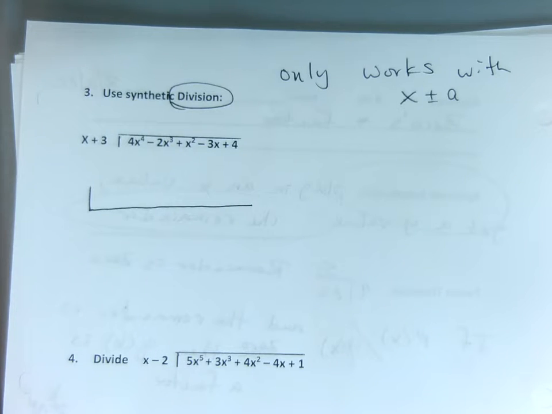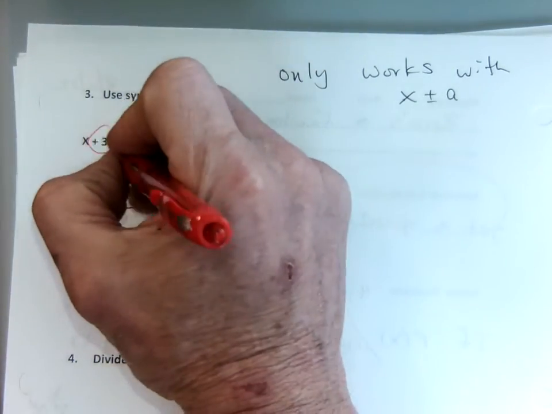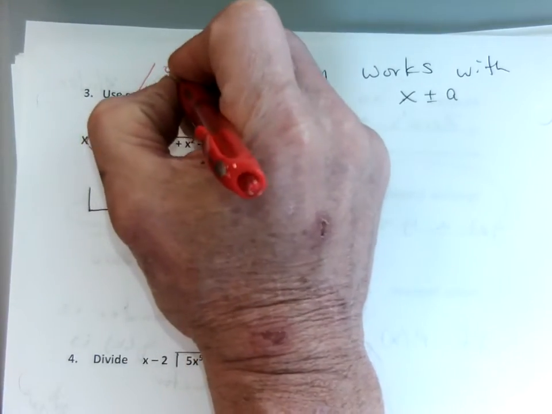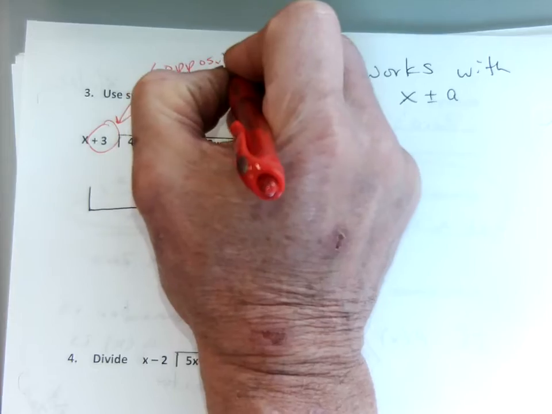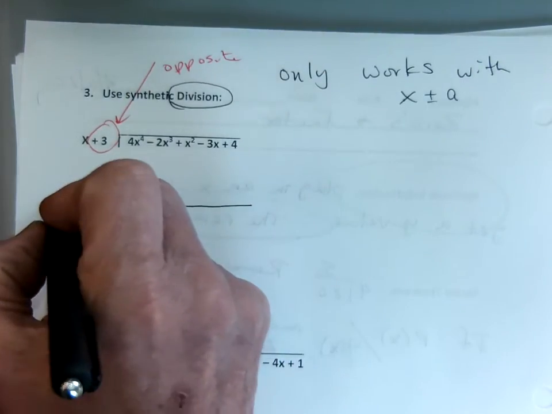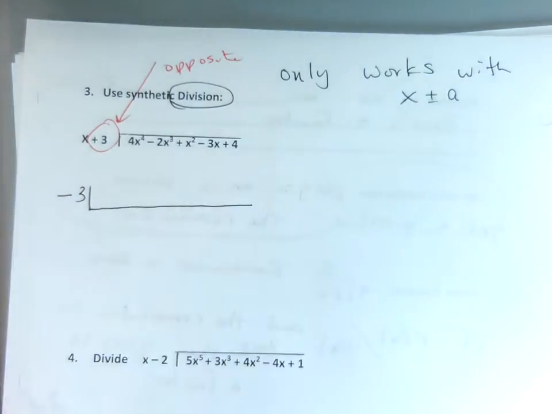Upside down division. Okay? Just make an upside down division sign. Start right there. Okay? Upside down division. And take the opposite of this. So I'm going to go -3. And the reason we do that is because we are really adding a negative.